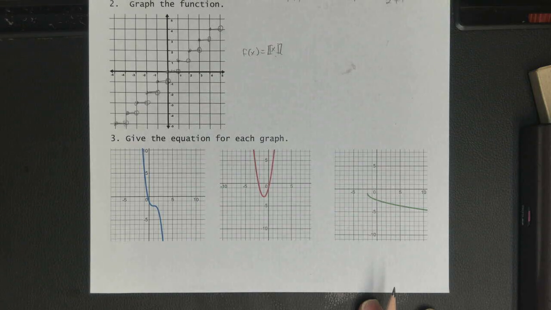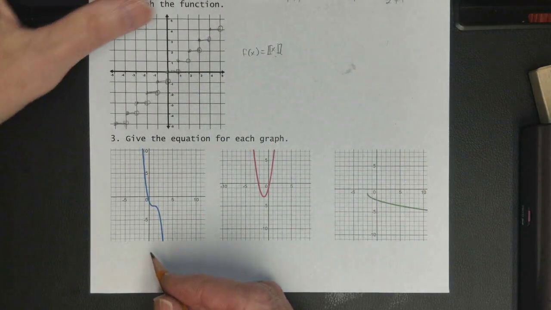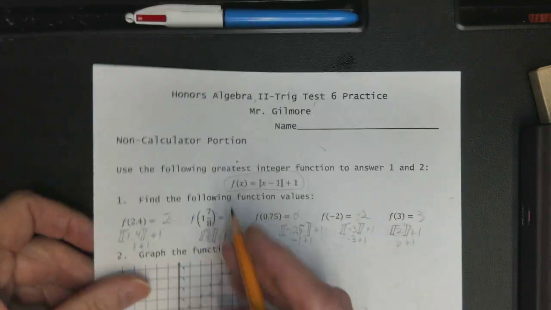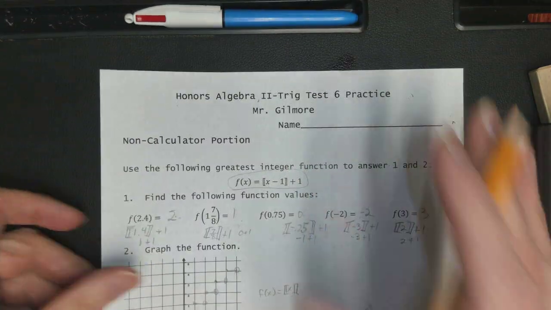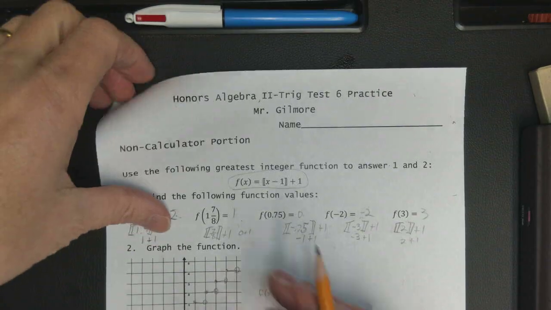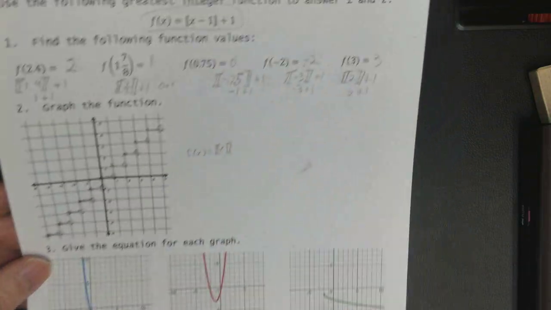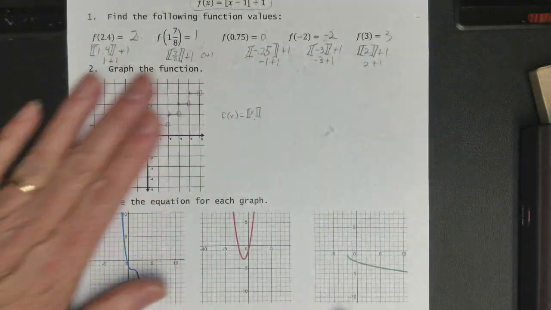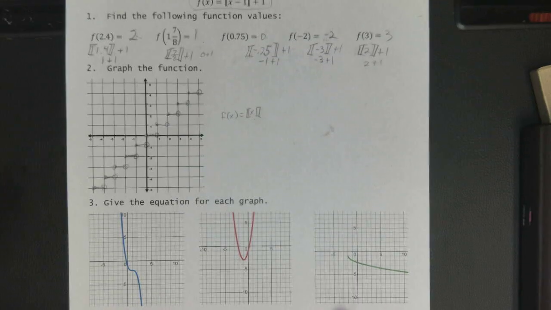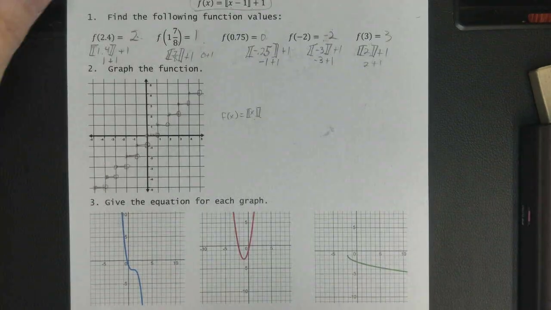Alright, so let's take a look at these three graphs and get the equations for them. Notice this is the non-calculator portion. When you do this, you're going to have a page just for non-calculator problems, and then you're going to have a page for calculator problems. So you'll do this one first, you'll have your calculator put away, and then you'll get the next part.